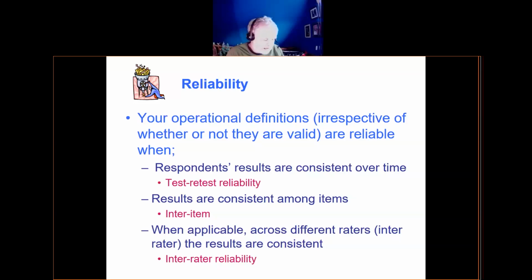If the scale taps into a common concept or construct, let's say procrastination, you would hope that there'd be a fairly strong correlation among the items for procrastination, right? They should cluster fairly well. So there are different ways of assessing reliability, in terms of people answering in a consistent manner, right?